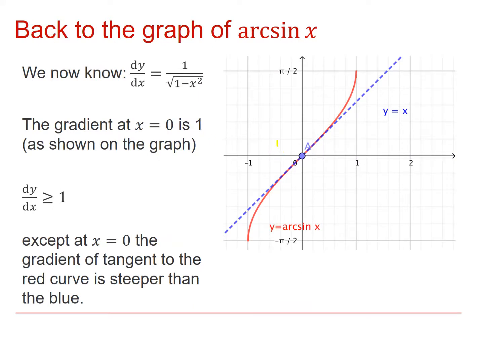So back to the graph of arcsin x. This is slightly different because I've drawn the tangent in at x equals 0. If we look at the algebra, when x equals 0, I should get a gradient of 1, and that blue line does indeed have a gradient of 1. Above 0 and below 0, the curve moves away from the blue line and gets steeper in both cases. So in fact, the gradient of arcsin x is always greater than or equal to 1. So not only is it always positive, but actually it's always greater than or equal to 1.